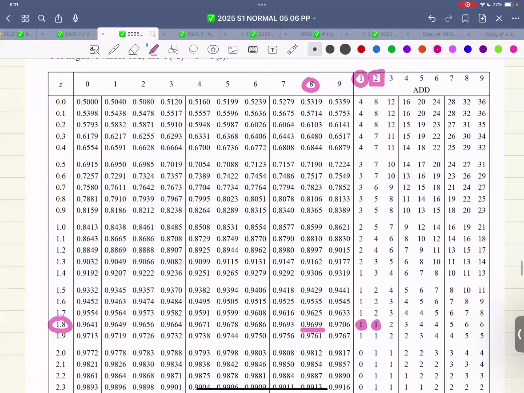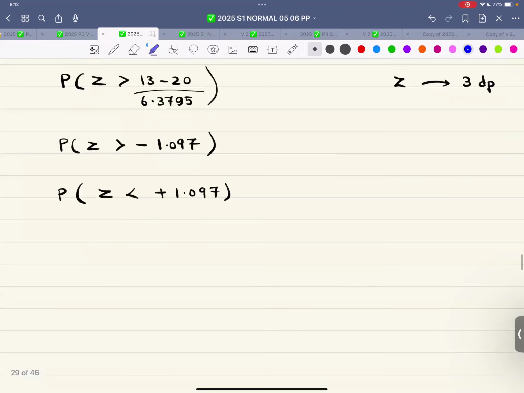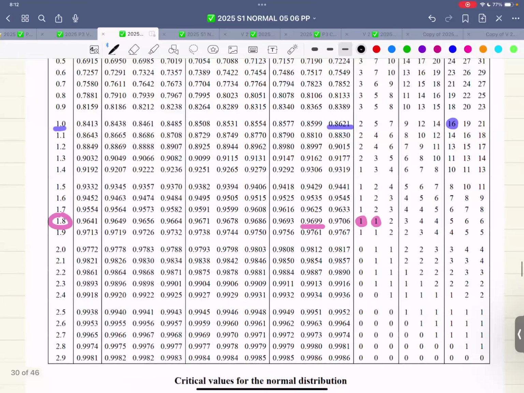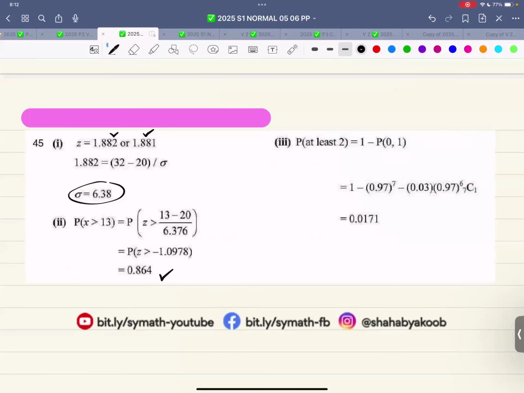So now we are going to, this is 1.0 and then 9 and then 7. So this is under 7. So 8621 plus 16, 27, 37, 8637. So this is 0.8637. That can be written as 0.864, correct to 3 significant figures. Double check the answer, 0.864, that's all good.